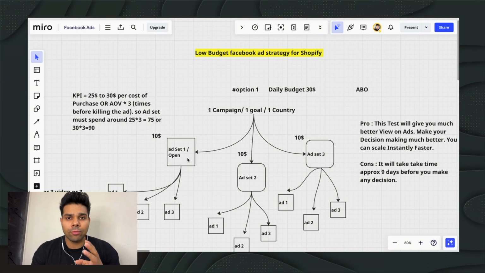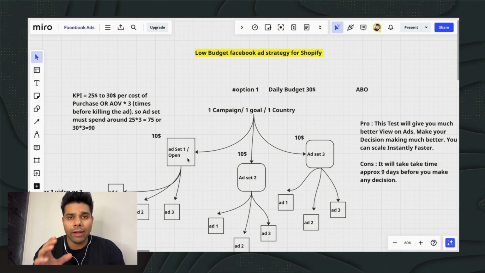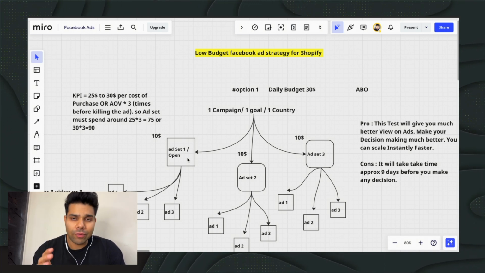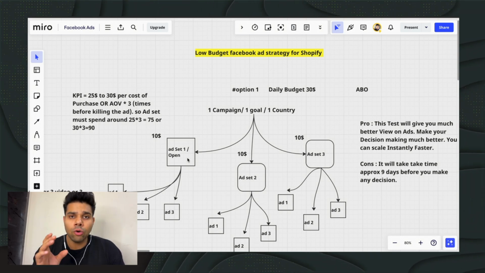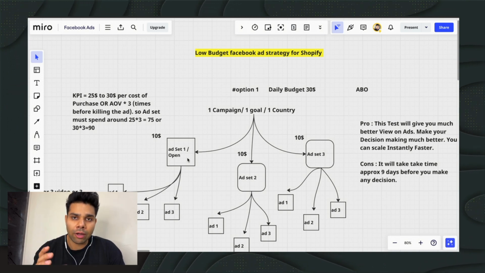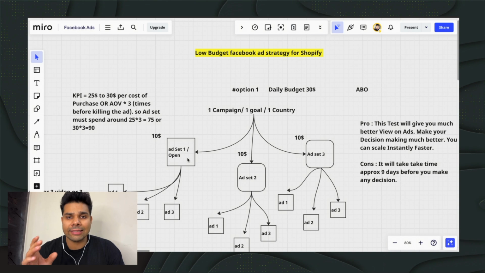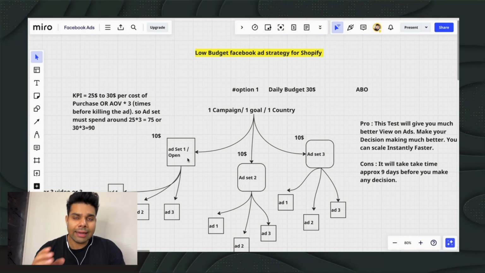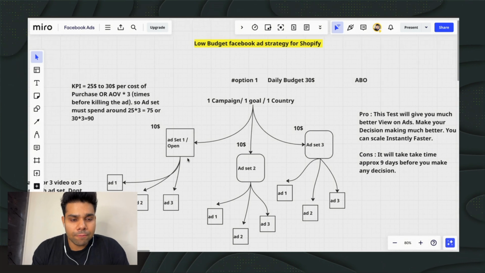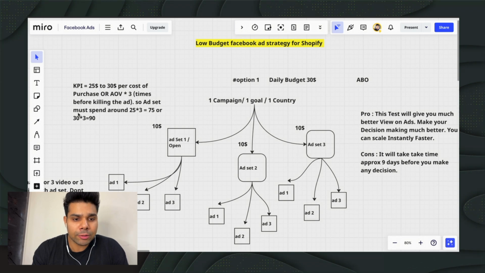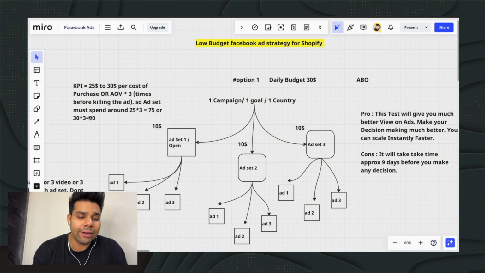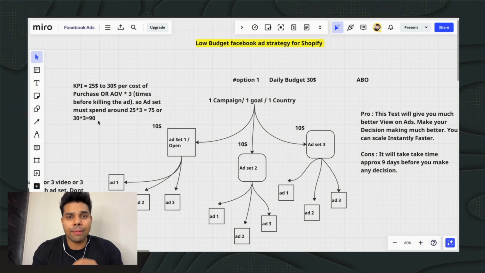So when we start running Facebook ads, for example, say you are willing to spend $25 to $30 per conversion, right? But before making any changes, you need to spend at least three times that to make the decision concrete, right? On the first and second days, Facebook ads are unstable. They need time to run, right? So our cost of conversion is $25 to $30. So an ad set must spend around 25 times 3, that is $75 or $90 minimum. This is the bare minimum that you need to spend before making any decision.